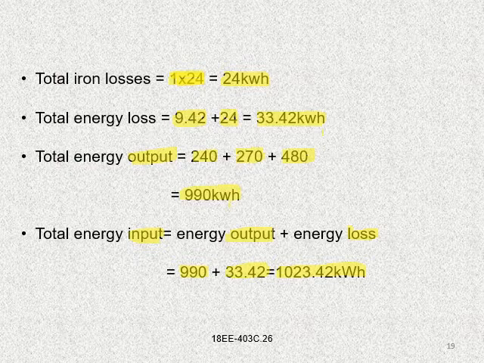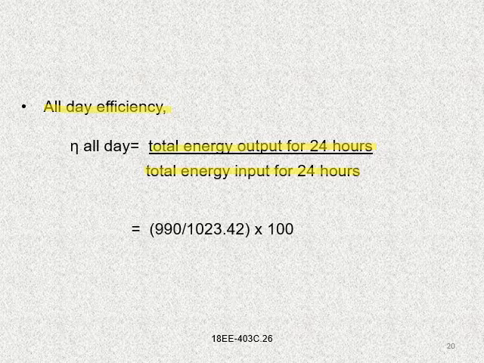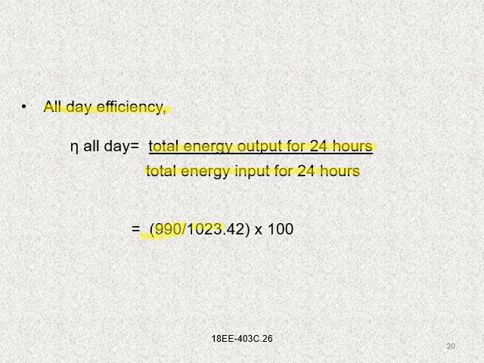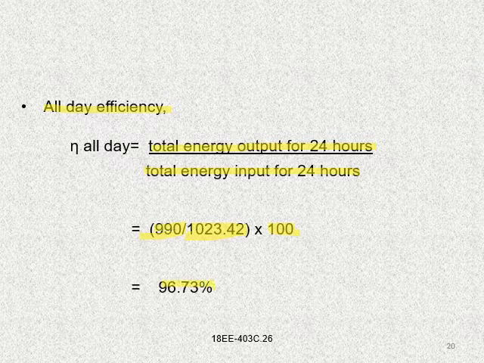So now we have the total energy input and output. Now we can find the all day efficiency: the total energy output in 24 hours by the total energy input for 24 hours. That is 990 by 1023.42 into 100. That's the percentage all day efficiency, which is 96.73%.